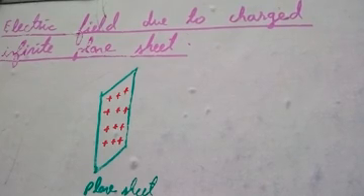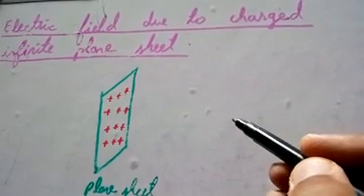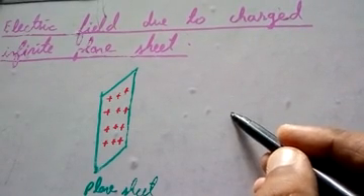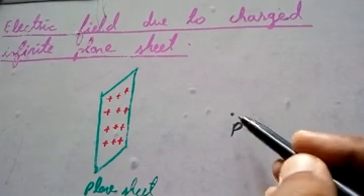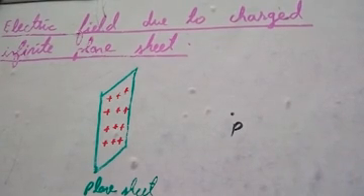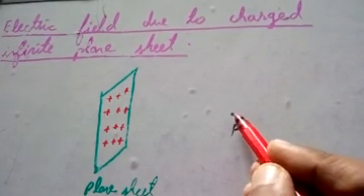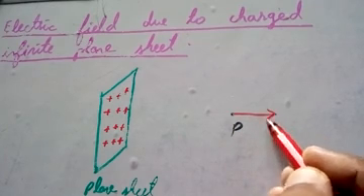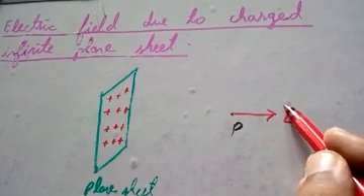Now the electric field, if we see, let's take a point P. Let this point be here. At this point the electric field will be outwards, because it's a positive charge. So the electric field will be outwards here, this way. This will be the direction of the electric field.